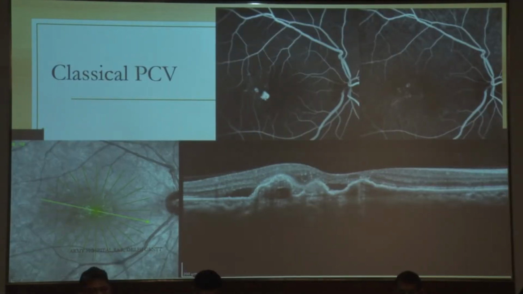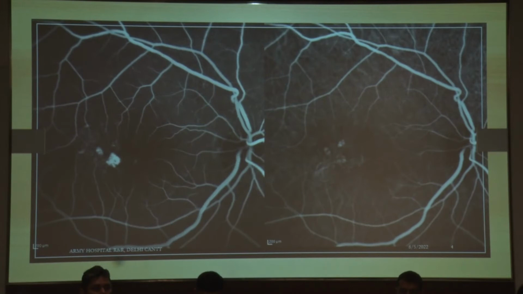This is how a classical PCV looks. On the left-hand side is an OCT, a radial scan, where you can see the double layer sign and a finger-like PED. In the FFA you see a hyperfluorescence, and with the corresponding ICG, you see those polyps and the BVNs. This is a clearer picture of the FFA and the ICG. You can see on the right side the classical polyps on ICG with the BVNs, the branching vascular network.